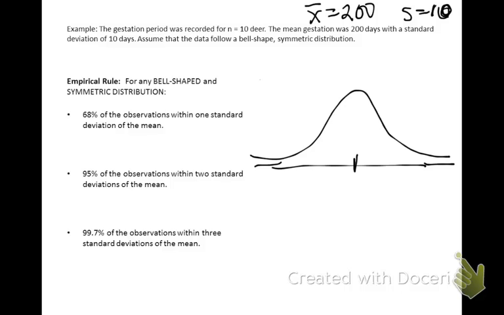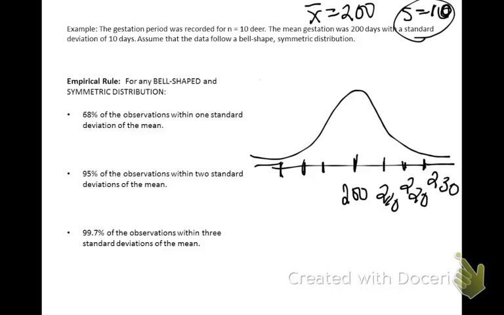The center would be at the mean, 200. And the standard deviation can be used to gain 3 points to the left and 3 points to the right. The way you get the points to the right is to add the standard deviation, 10. 200 plus 10 is 210. 210 plus 10 is 220. And adding 10 a third time, you get 230. The way you get the points to the left is to subtract. 200 minus 10 is 190, minus 10, 180, and minus 10, 170.